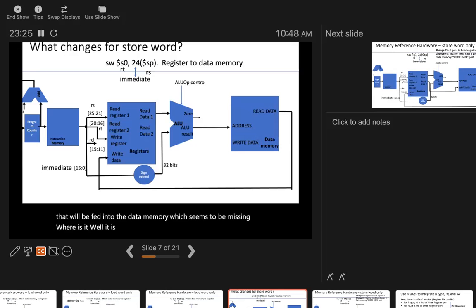So how would you modify this hardware now in order to perform the store word instruction? Do you think some rearrangements of different lines are required? If so, please discuss. How would you rearrange those lines?